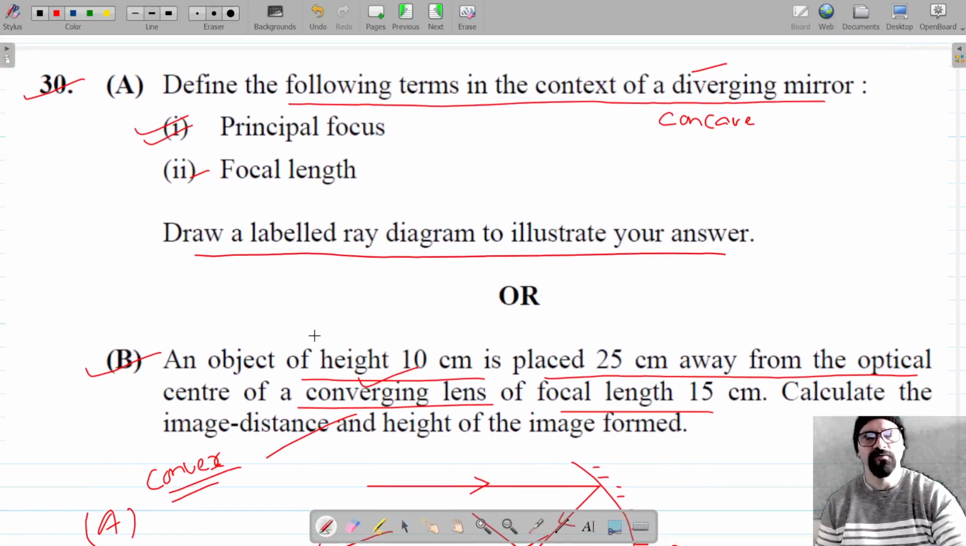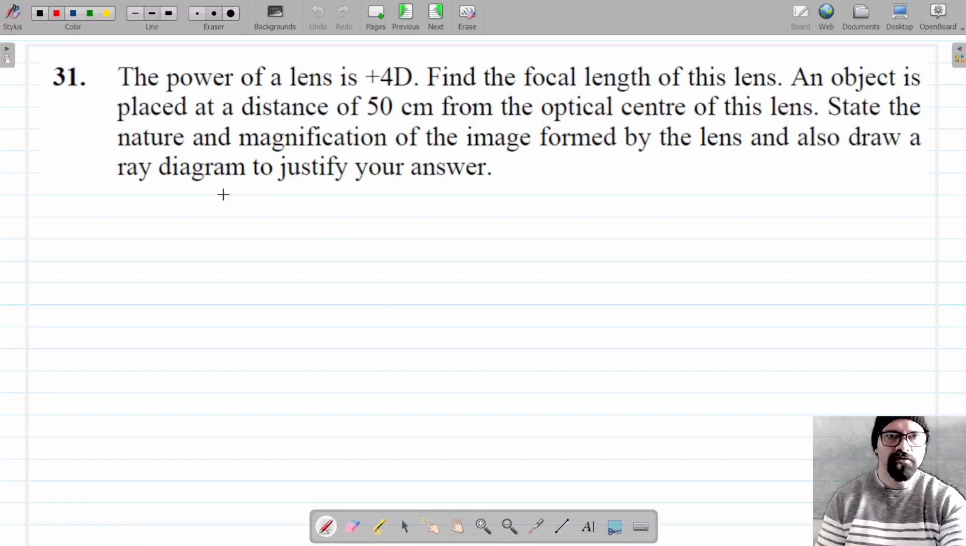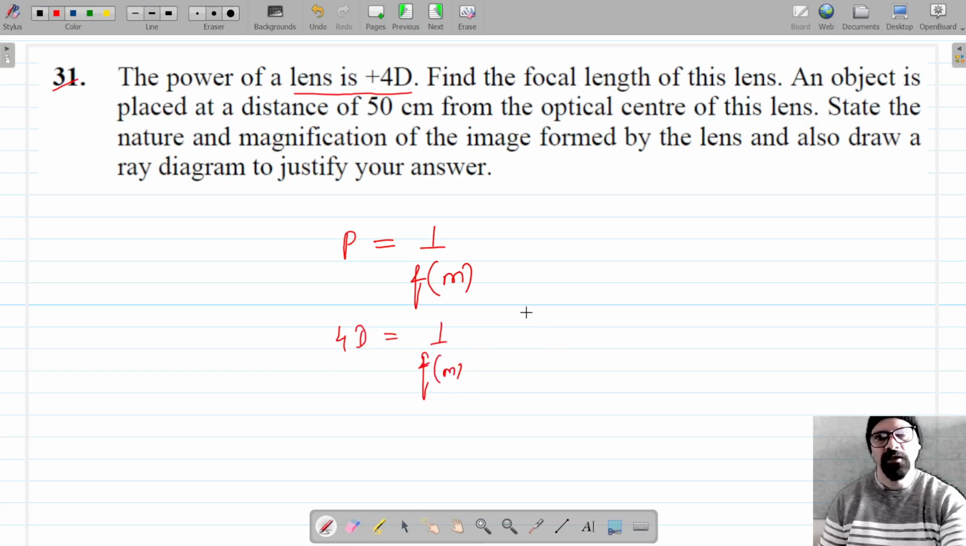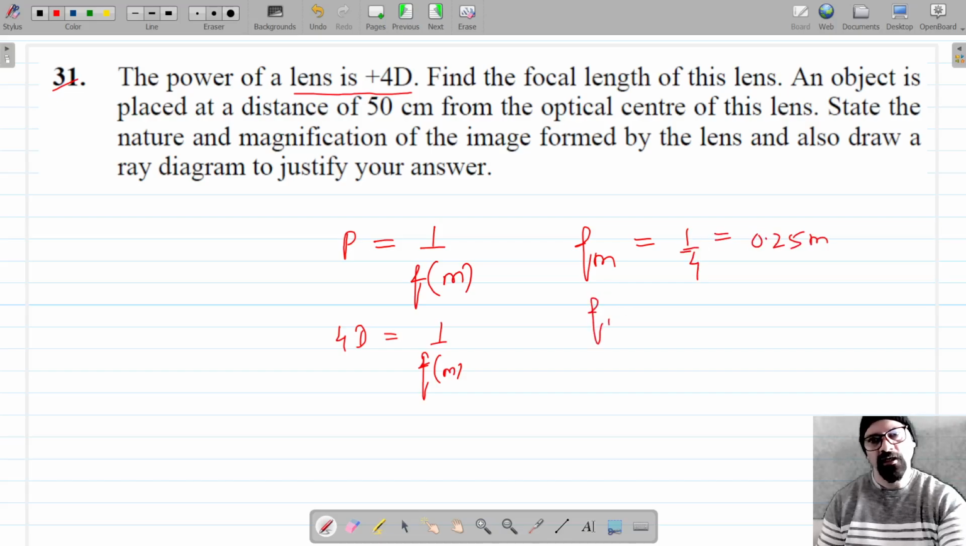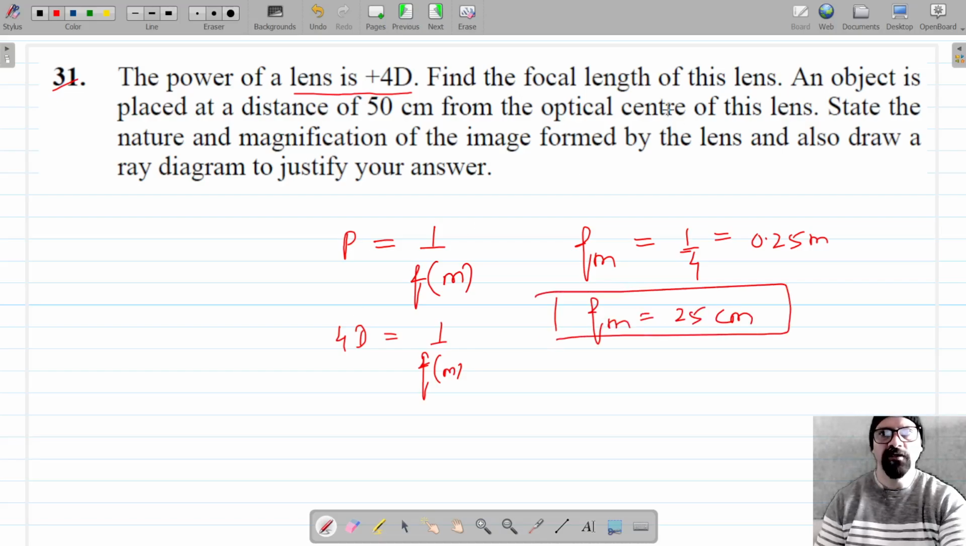Okay, let's move on to the next question. For question number 31, the power of the lens is plus 4D. That means it's a convex lens. We know that the power of the lens is given by 1 upon focal length, which should be in meter. The power is 4 diopter, so this is 1 by focal length in meter. That means the focal length in meter is equal to 1 by 4, which is 0.25 meter, and in centimeter this is 25 centimeters. So this is the focal length of this lens.